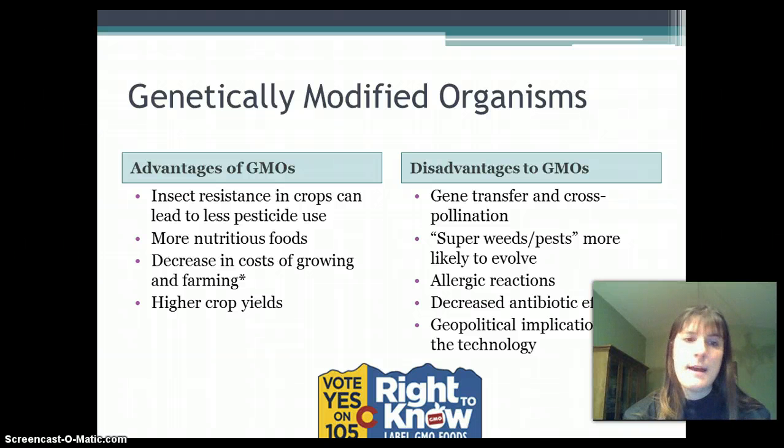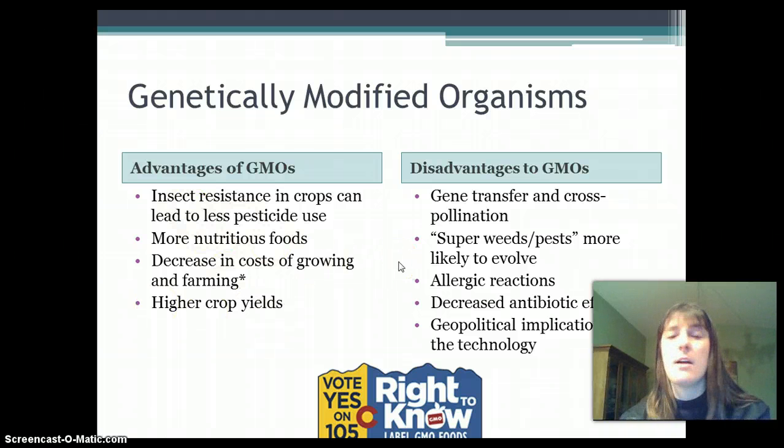But a lot of people who are for genetically modified organisms would argue that they do decrease the costs of growing and farming. And it can cause higher crop yields, meaning you can get more food from the same amount of land. So we know our population is getting larger, and so in order to support the population of humans, we would need more food to be grown in certain areas.